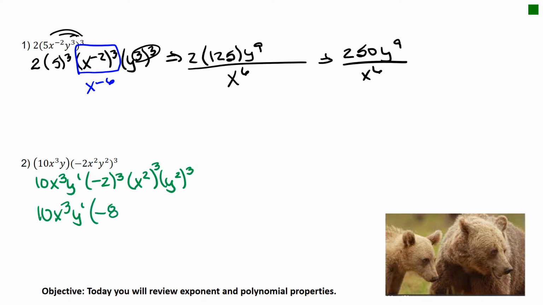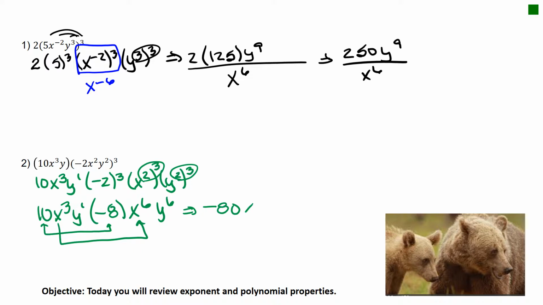Negative 2 cubed is negative 8. Creepers multiply your fear. X to the 6. Multiply your fear. Y to the 6. So now I'm just putting together the like terms. 10 times negative 8 is negative 80. I've got 3 x's, 6 more x's for a total of x to the 9th, 1 y, 6 more y's for a total of y to the 7th.